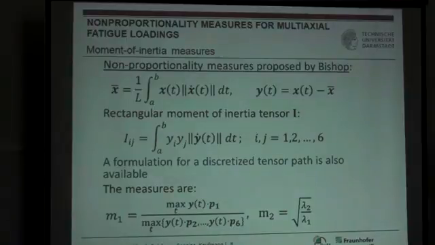And what he does next, he defines two measures. He takes the maximum of the projection of the whole tensor path on only the first principal direction of the moment of inertia tensor, and he divides it by the maximum of the projections on all other principal directions. This is the first measure. The second measure looks much simpler. It's basically the relation of the two highest principal values, the square root of it.